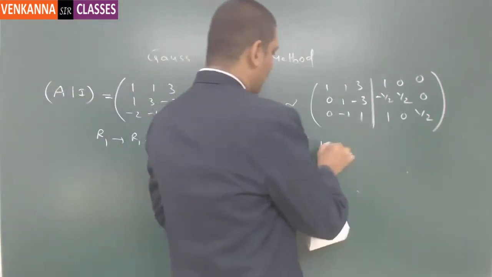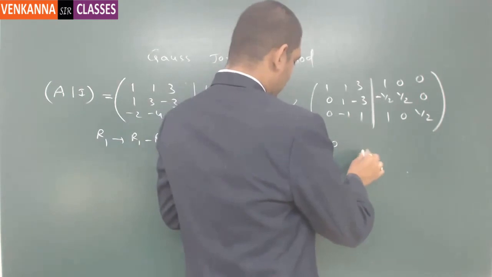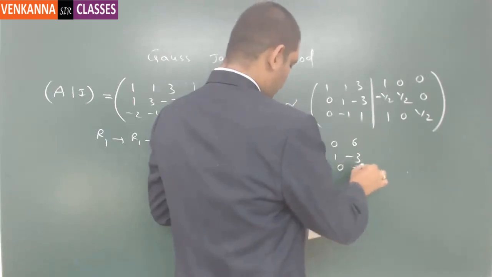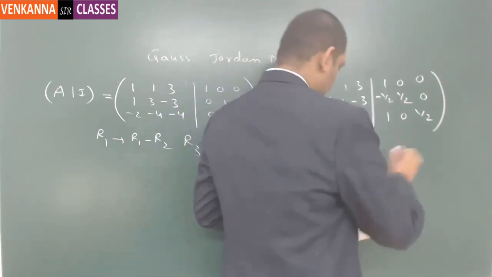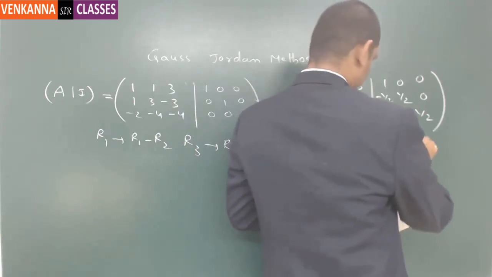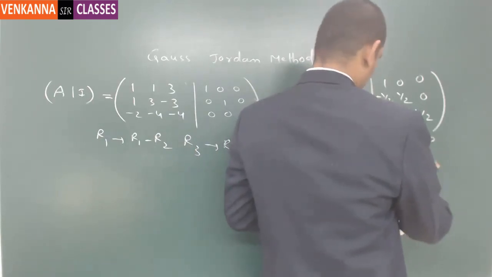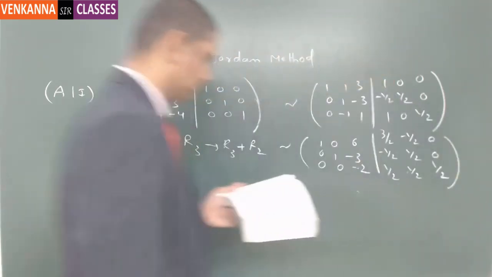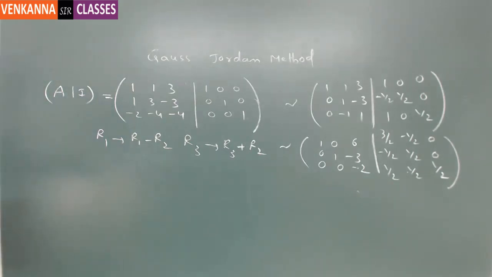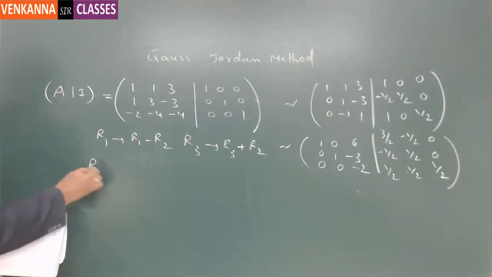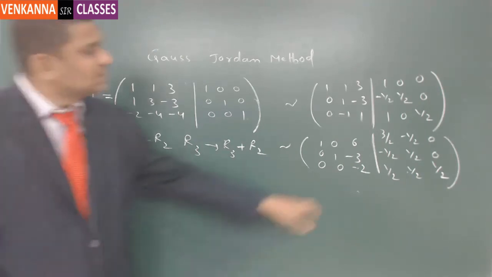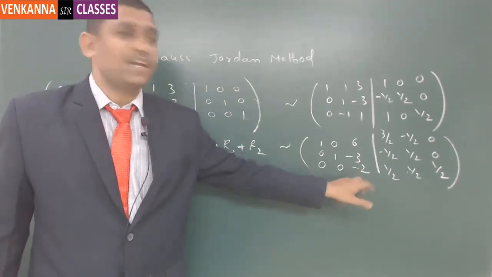It will be equivalent to 1, 0, 6, 0, 1, minus 3, 0, 0, minus 2, oblique. You will get a new matrix. Now I am going to apply R3 tends to minus 1 by 2 R3. Why? Because since minus 2 is there, if I divide with minus 2, it will become 1.